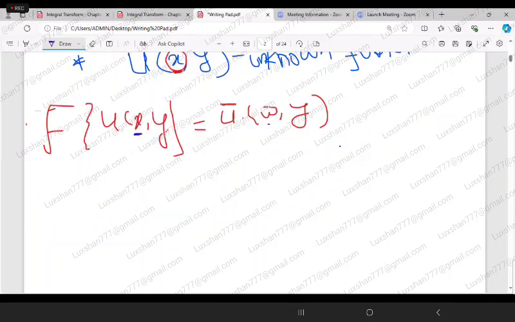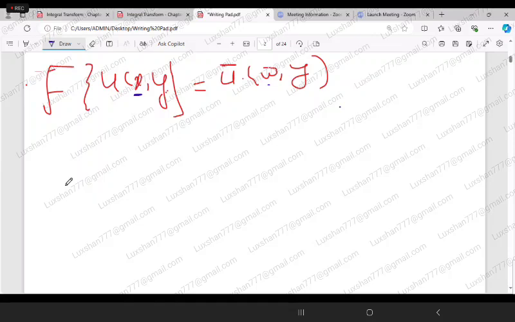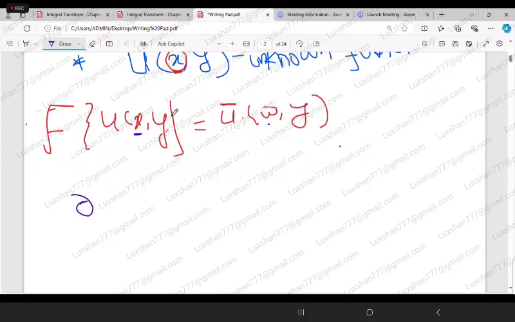Now, we have some questions about this one. Say, if the Fourier transform of u(x, y) equals u bar of omega, y, what is the Fourier transform of del u over del x? We have a question. What is the Fourier transform of?